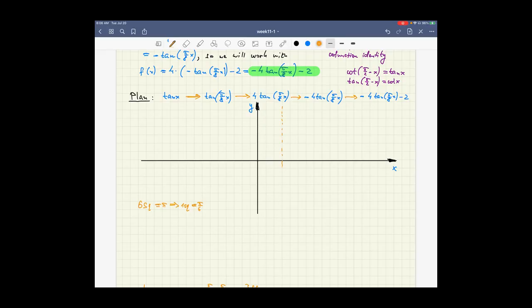So asymptotes at pi over 2 and negative pi over 2. Then at 3 pi over 2 and negative 3 pi over 2. Then 5 pi over 2 and negative 5 pi over 2.